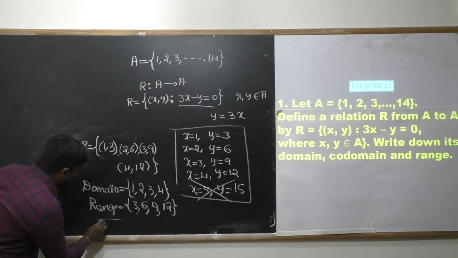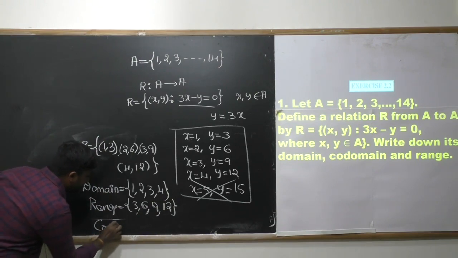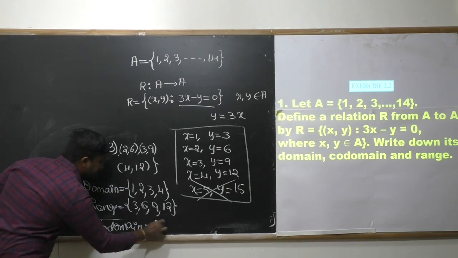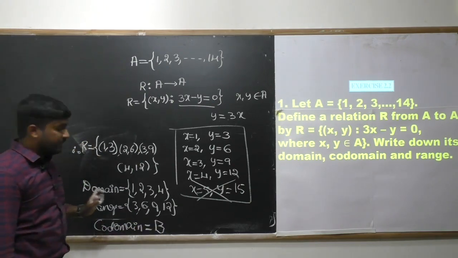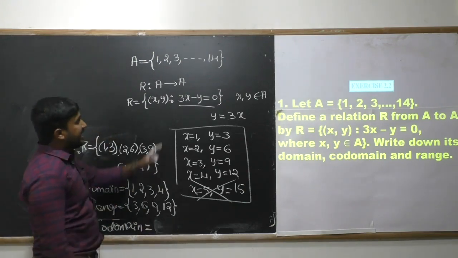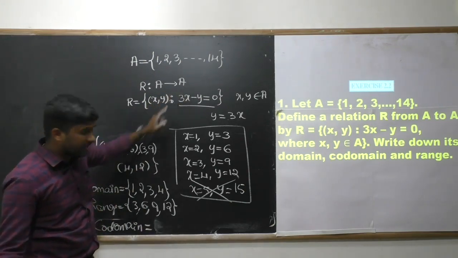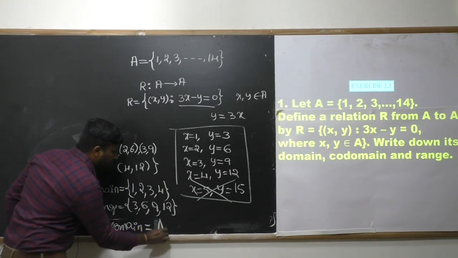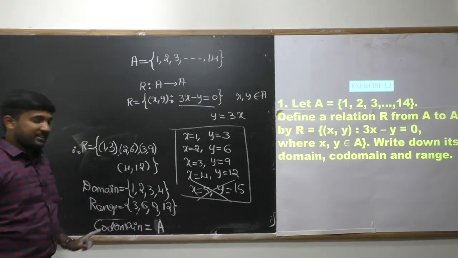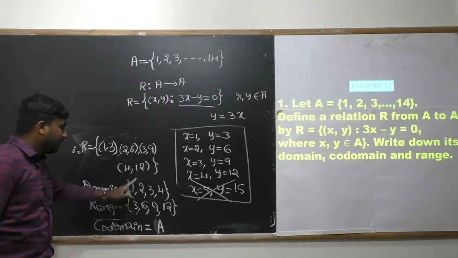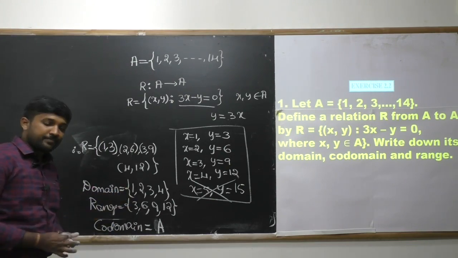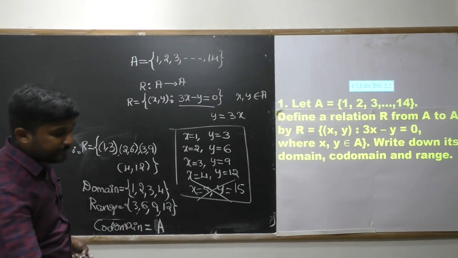Next, codomain. Codomain is the whole set B. But here R is a relation from where to where? Even the second set is set A itself. So codomain is the whole set A. So this is the final answer. I have listed out range, domain and codomain here. All of you got the calculation? Okay, take the next problem.